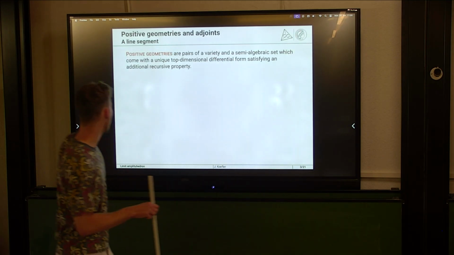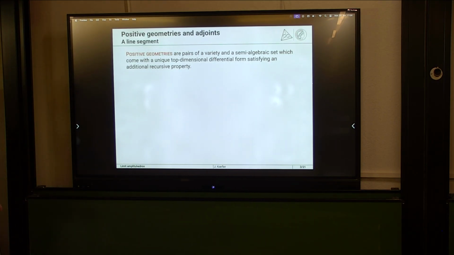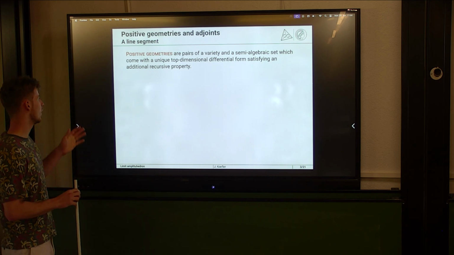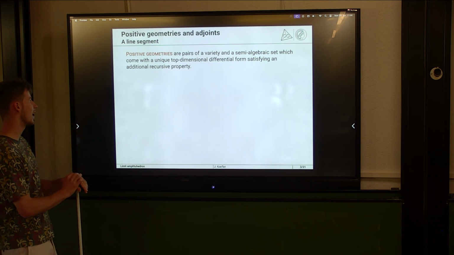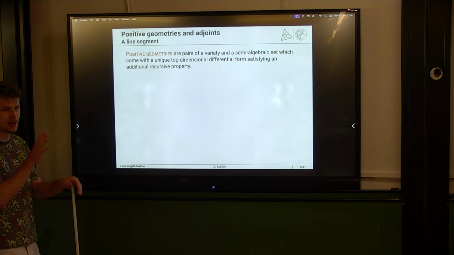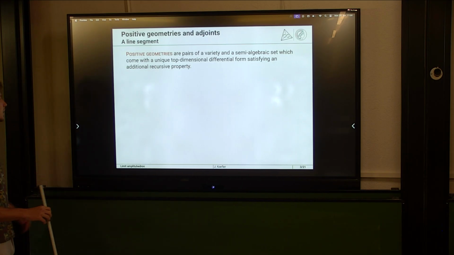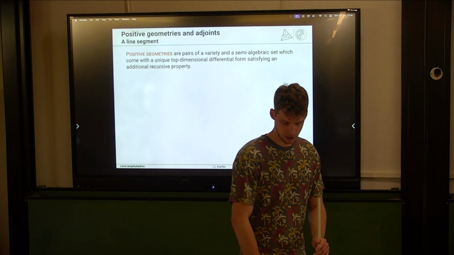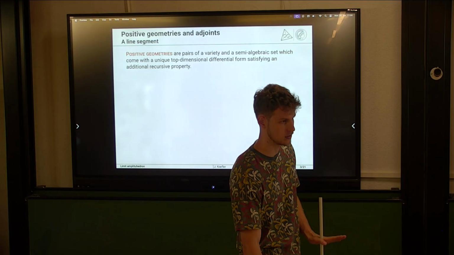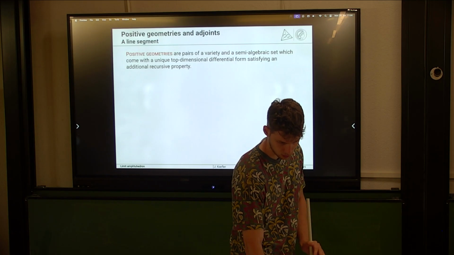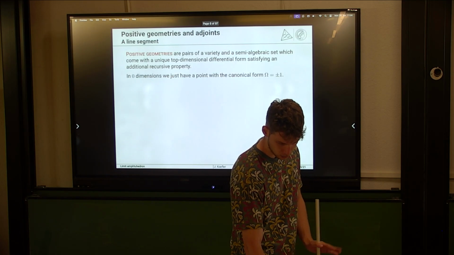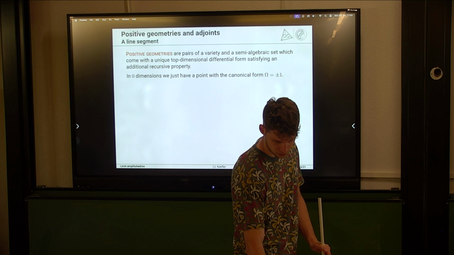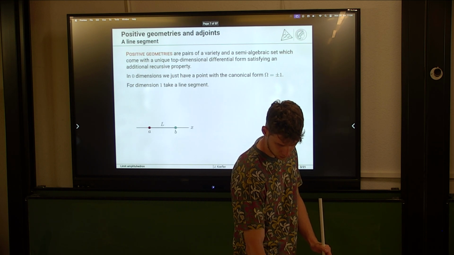And even as a mathematician, I shy away from writing down the whole definition of a positive geometry. It's quite a mouthful, and so I very much agree with Nick in saying we really want to think of a variety and a semi-algebraic set inside the variety, or its real points. And the interesting part is the top-dimensional differential form associated to it, which has some additional recursive property, as Nick was describing. And we're going to see this recursive property and how we think about it. So, of course, in dimension 0 there's just the point, there's not as much interest.